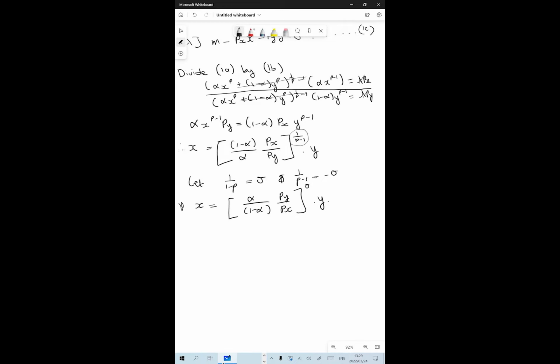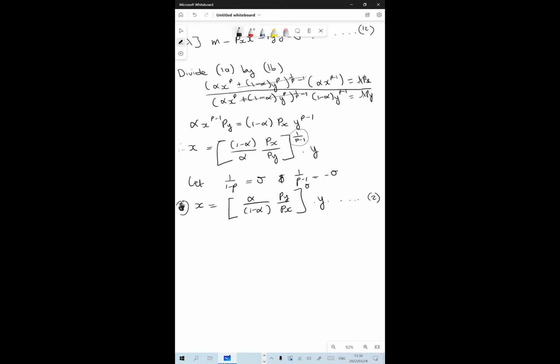So this is very important because this is what we're going to use to get our Marshallian demand for good x. I'll just call this equation 2. This is what we're going to use. Basically, we're just going to plug in our y here.